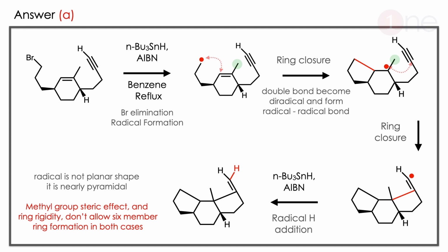Since there is a double bond, the double bond can be written as a diradical, so bond formation occurs. Here there are two possibilities, the radical can attack the double bond either way, but here only the 5-membered ring is possible due to the ring strain of the methyl group.